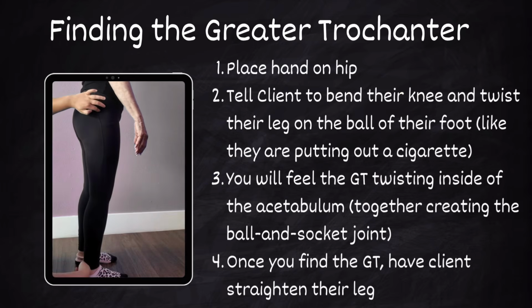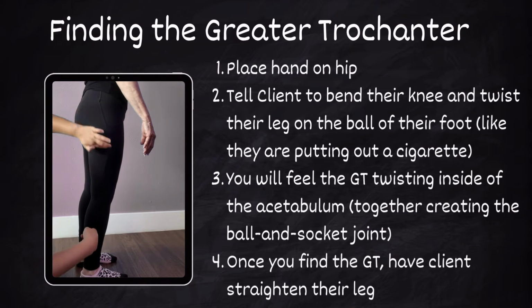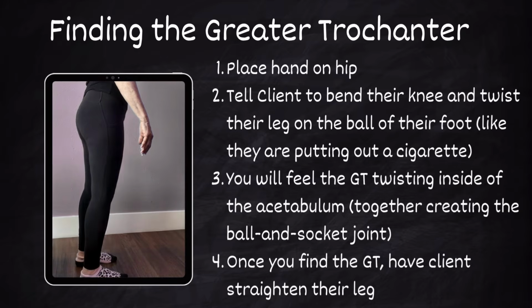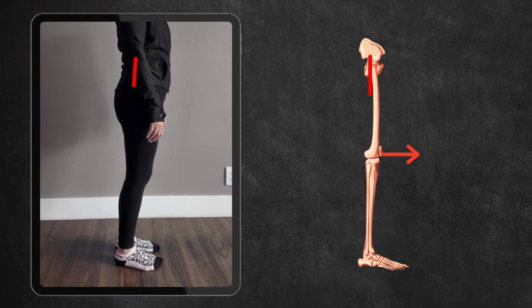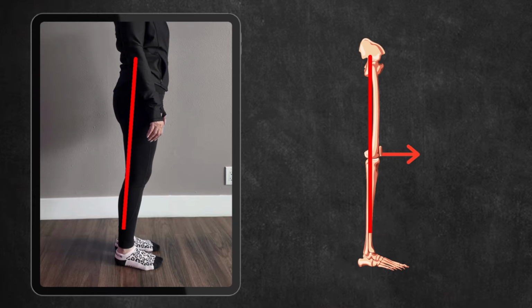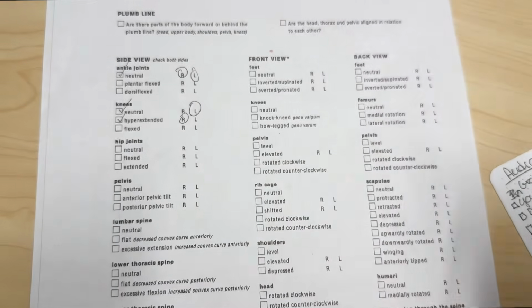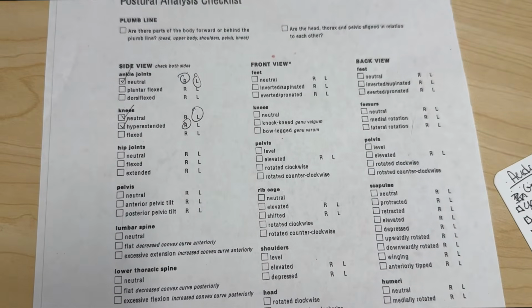Once you've found those two bony landmarks, you want to draw a line from the greater trochanter to the lateral malleolus, and you're going to determine if that knee is forwards of the plumb line, which would make the knee flexed, or behind the plumb line, which would make the knee hyperextended, or neither, which would be neutral. And then we would just mark that down and move on.